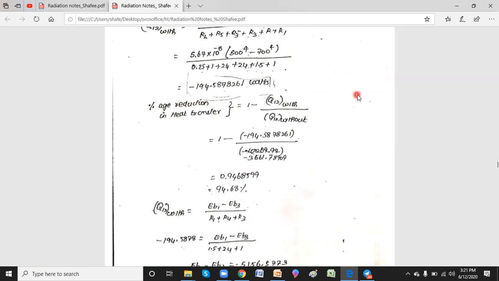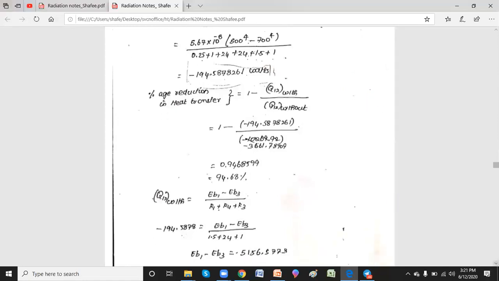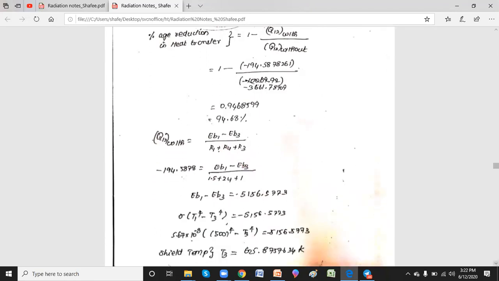because you are using a sheet of very low reflectivity, that is 0.04. So that's how the problem goes. I have solved for with shield and without shield, and finally he'll be asking what is the temperature of the shield, that is T3. What is the temperature of the shield?